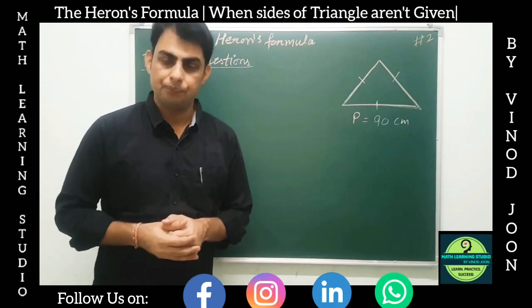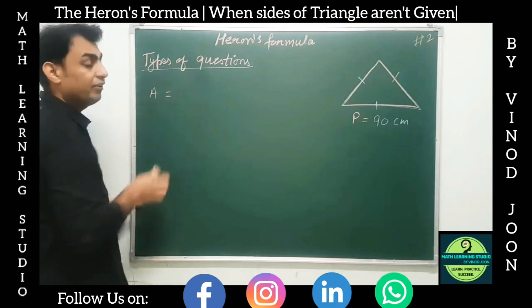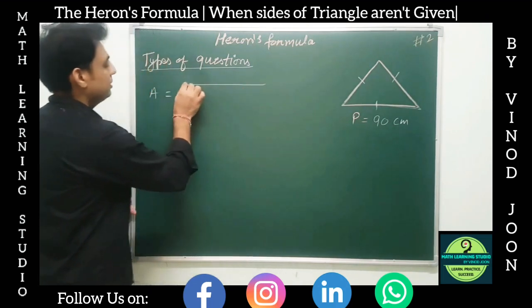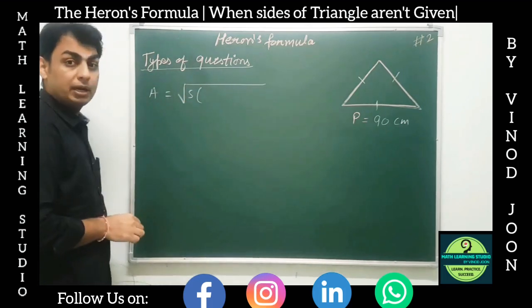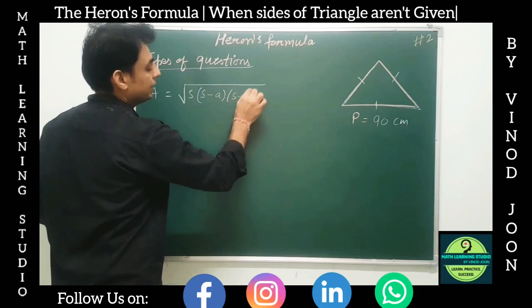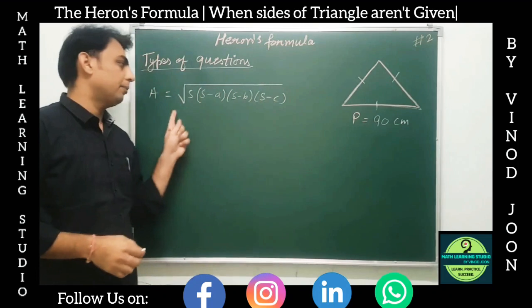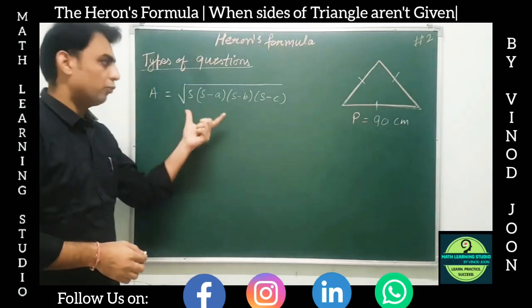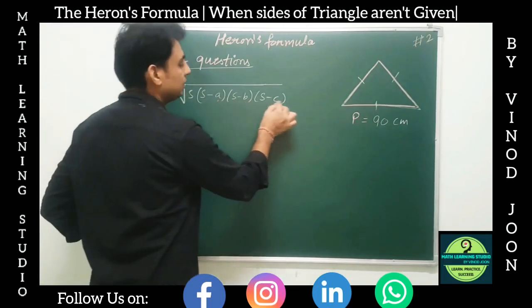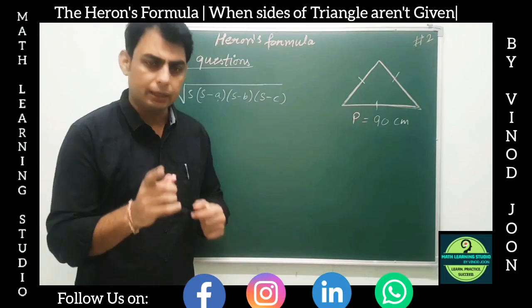sides directly. But आपको पता है that Heron's formula के according अगर area find करना है then what is the formula? The formula is S, that is semi perimeter, multiplied by S minus A multiplied by S minus B multiplied by S minus C, and this complete remains under the root. So this is the formula. That means to apply Heron's formula we need the three sides. Without three sides हम apply नहीं कर सकते इस formula को, right?